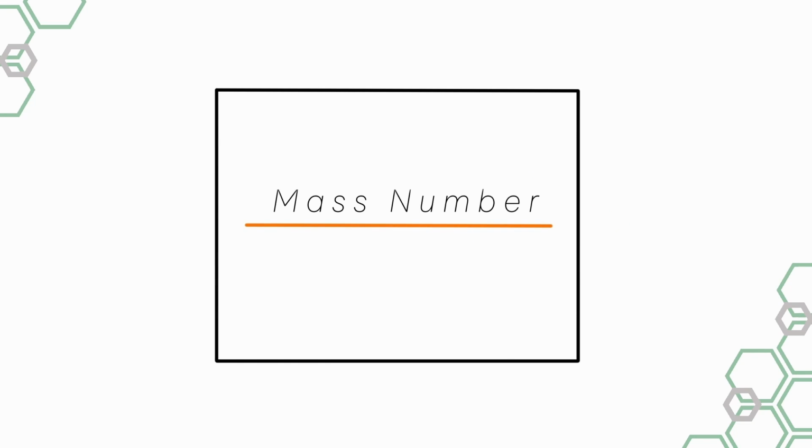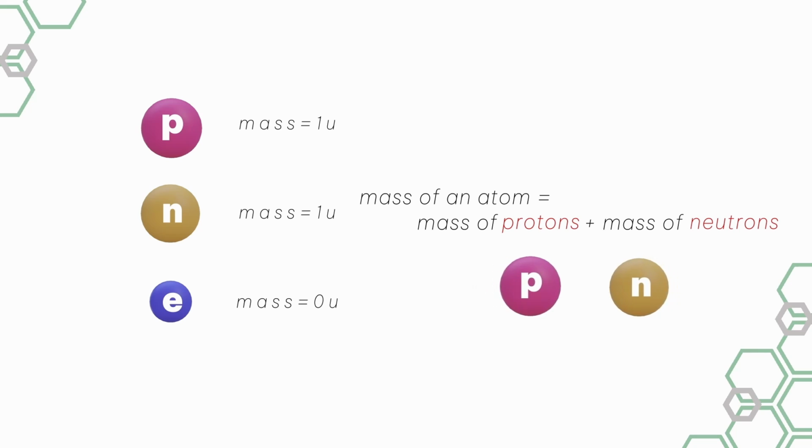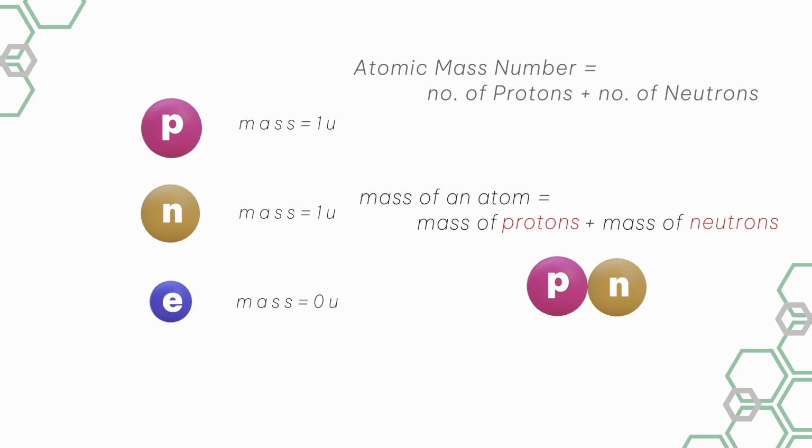Mass number of an atom. We have seen earlier that the mass of proton and neutron is about 1 u, and the mass of electron is about 0 u. So the mass of an atom depends only on the combined mass of proton and neutron. And the atomic mass number of an atom is the sum of the number of protons and neutrons present in that atom.